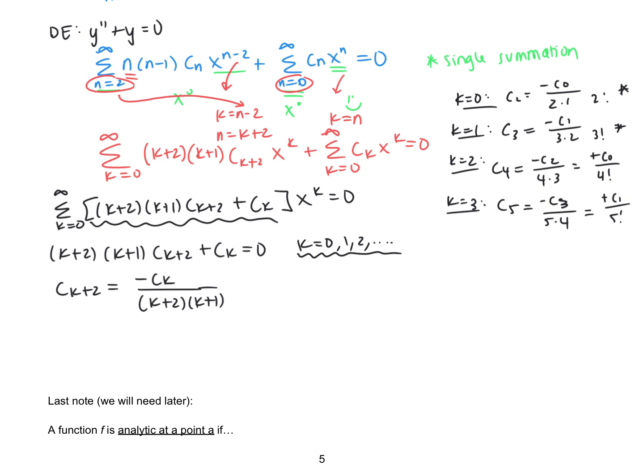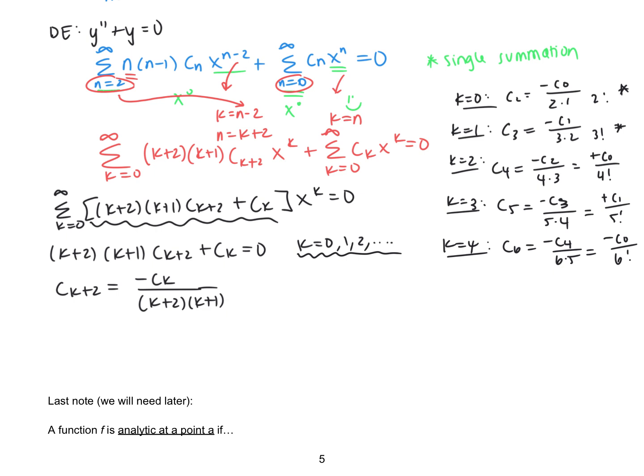And if we do one or two more, if I substitute in k equals 4, I'm going to get c6 is equal to negative c4 over 6 times 5. And again, use that c4 from above. So that's the same as negative c0 over 6 factorial.